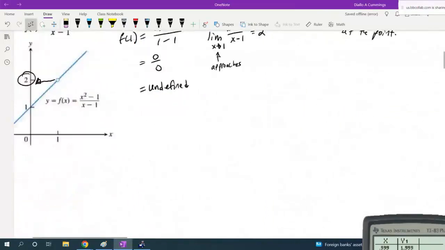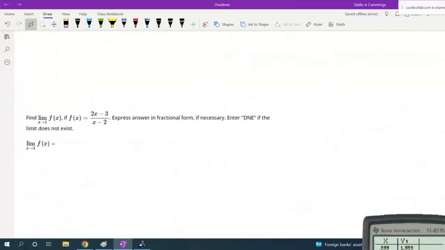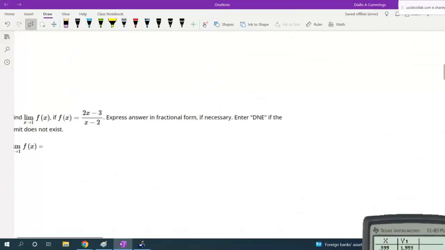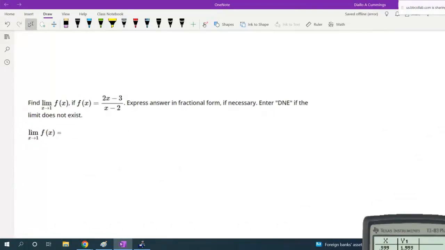So let's take a look at some examples. Here's the first example. We're asked to find the limit of f of x, where f of x is equal to 2x minus 3 divided by x minus 2, as x approaches 1. The first thing you should always do is substitute.